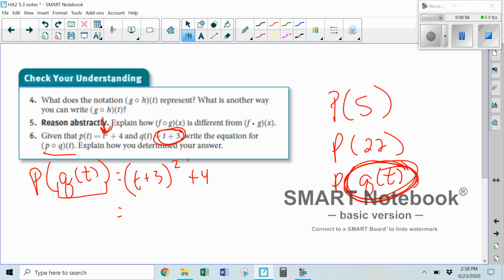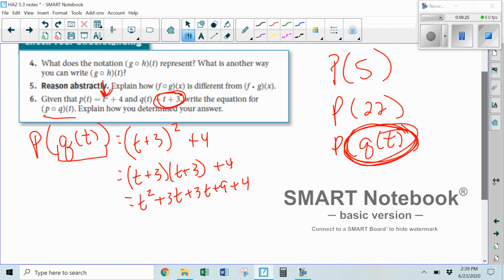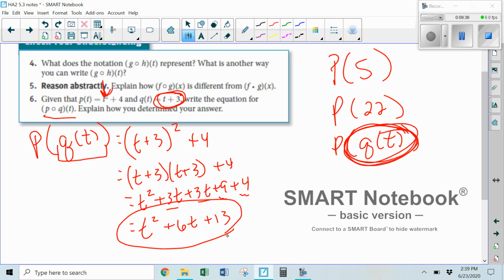Then you would want to simplify. So sometimes people mess up when they simplify this. They put t squared plus 3 squared, which is not exactly accurate. Probably best to write it times itself because that's what squared means. Distribute. And simplify. Notice I didn't get a specific numerical answer, I got an expression.